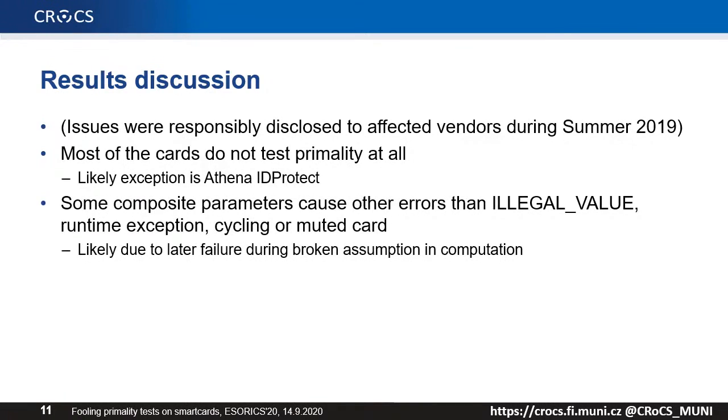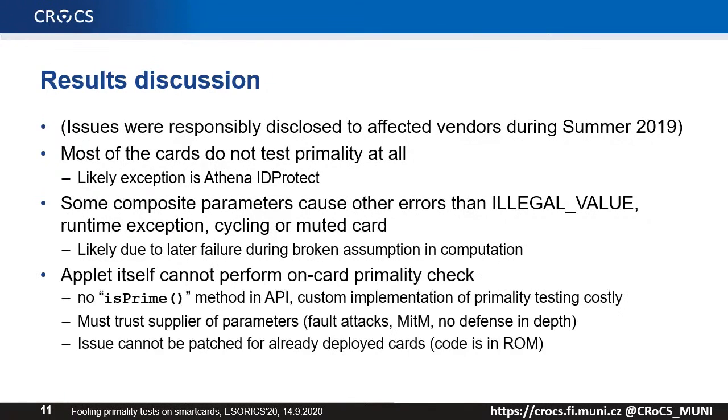Some composite numbers caused other errors than the expected illegal value. Our explanation for this is that the card has some assumptions used later during the computation, during the signature computation and key generation, which are broken because the number is composite. It's not prime anymore. So their algorithm for signature works only when the domain parameter is prime. If it's not, it breaks later during the computation.